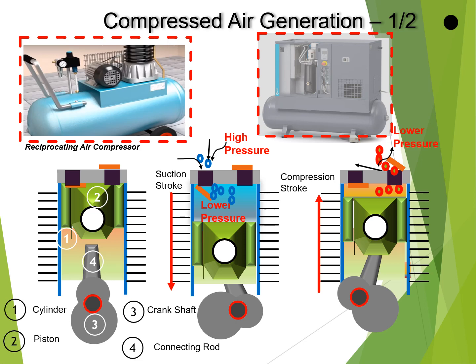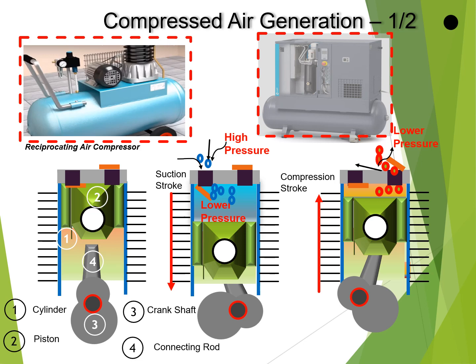The basic components of reciprocating compressors are cylinder, which is shown here with the blue lines, piston in green color, and this slides up and down in the cylinder, the crankshaft, which is connected directly with the motor, and the connecting rod, which is connected with crankshaft at one end and the piston at the other end. The piston moves up and down inside the cylinder.